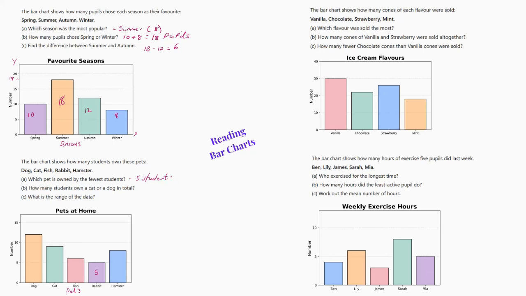How many students own a cat or a dog in total? So we have cat, which looks like a 9. I'm going to go with a 9. And then a dog, I would say that was 12. So how many own a dog or a cat in total? It's just going to be 12 plus 9. And that is 21 students.